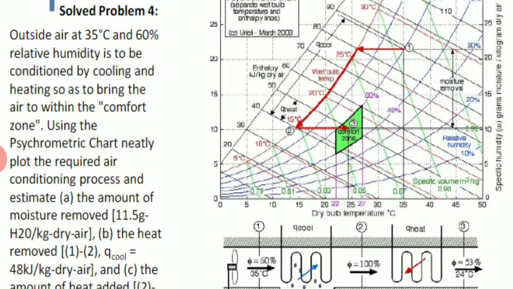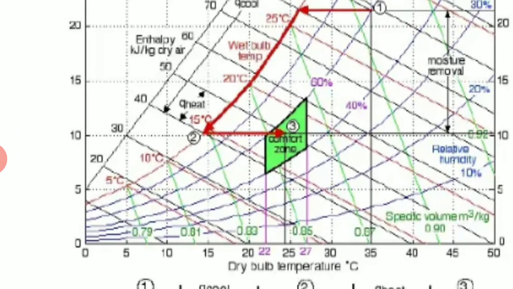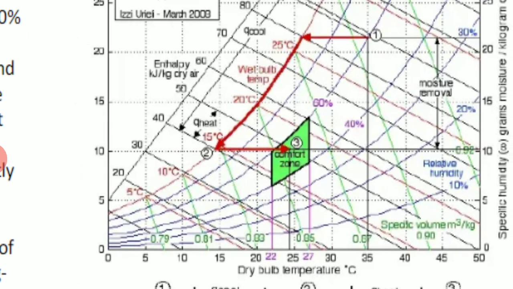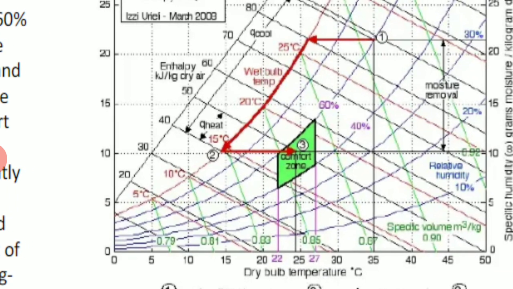So first point, where exactly? 35 degrees Celsius dry bulb temperature on the x-axis. Then where exactly is that relative humidity equal to 60%. Mark it as point 1. I'll repeat. Take 35 degrees Celsius dry bulb temperature on the x-axis, move vertically upper side up to the 60% curve, and mark it as point 1.